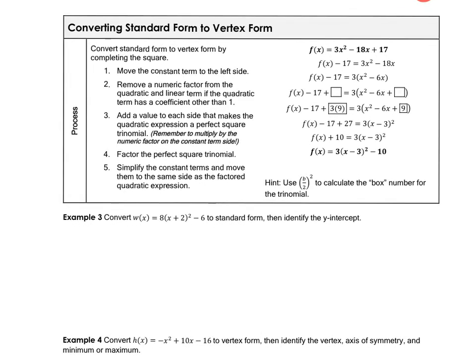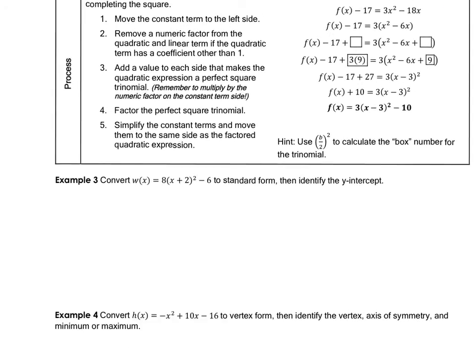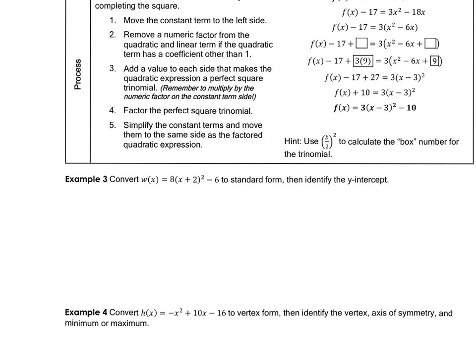This one will be easier than example 4. So we're going to convert WX into standard form, and we want to find the y-intercept. So that's the two things that we need to do. So WX, and if you go back and look at that example, they wrote that down twice because it's (x + 2) squared minus 6. Okay, and so we're just going to FOIL and simplify and combine like terms.